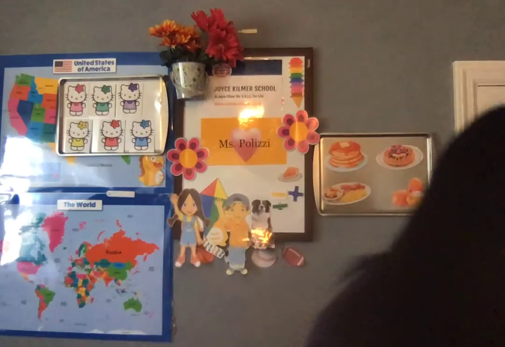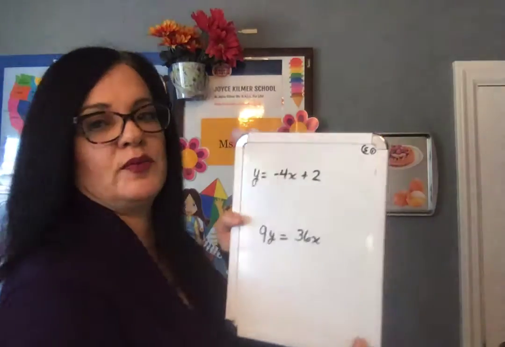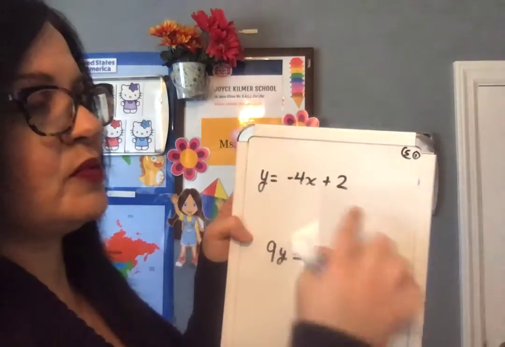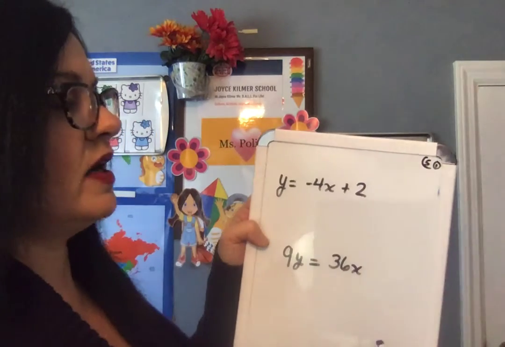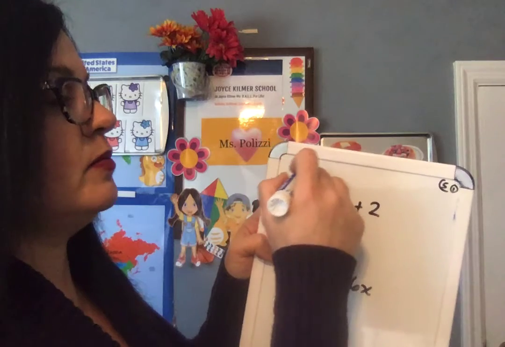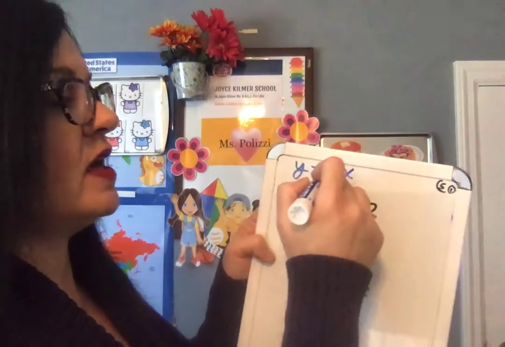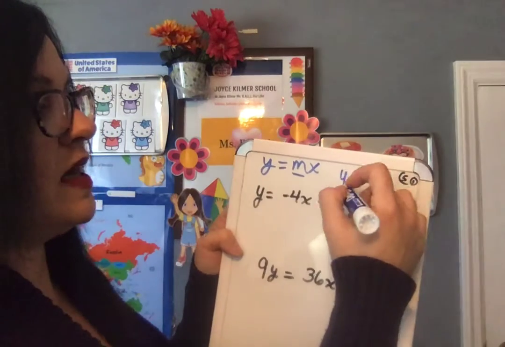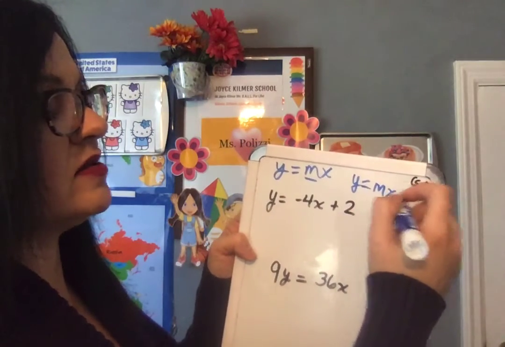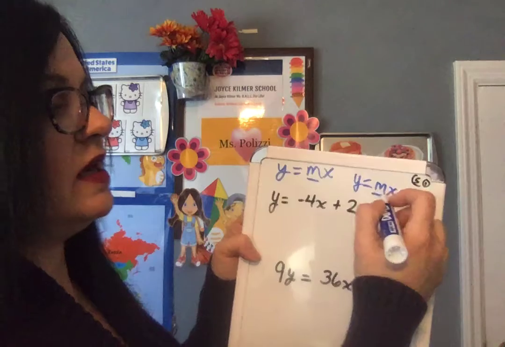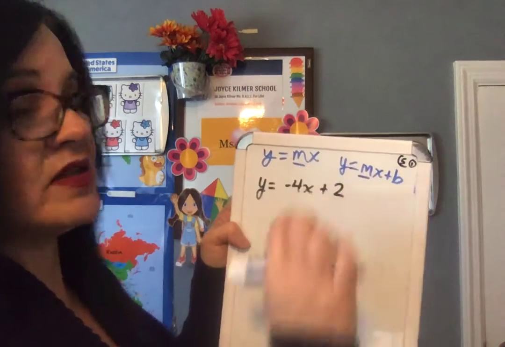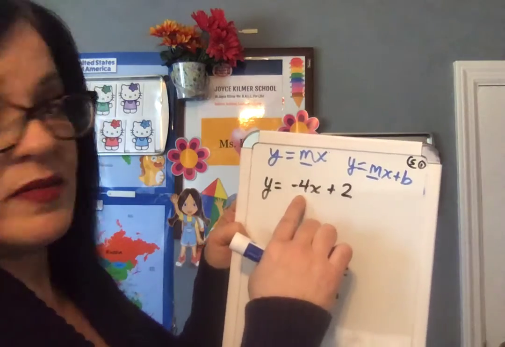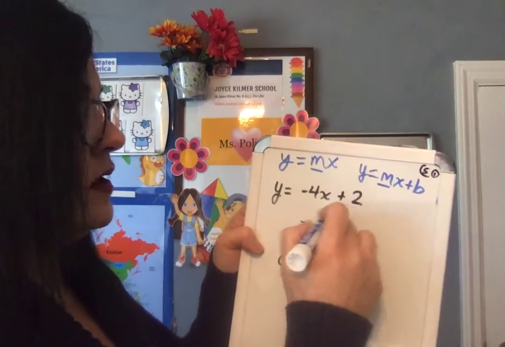Okay, so in this problem here, we have the equation y equals -4x plus 2. We know that our constant of proportionality is our m. So you may have a y equals mx, and that would be a proportional equation, or you may have a y equals mx plus b. Okay, so in either case, our m is our constant of proportionality or slope, and in this case, our m is -4, so it would be -4.